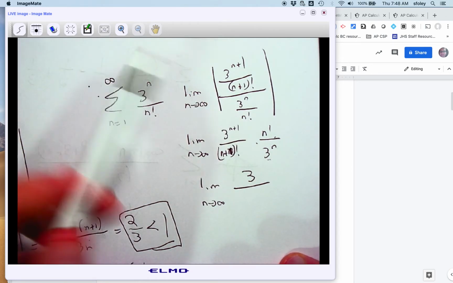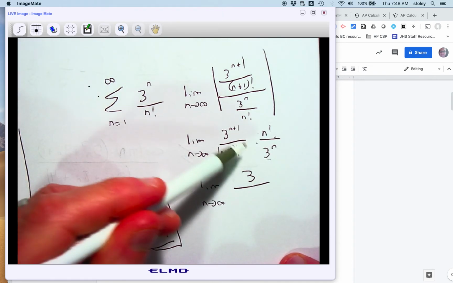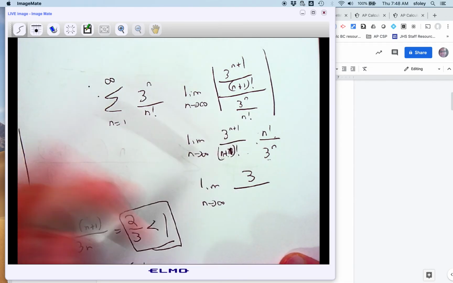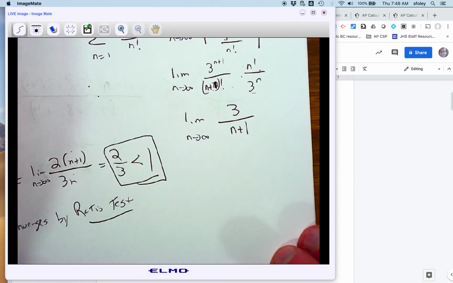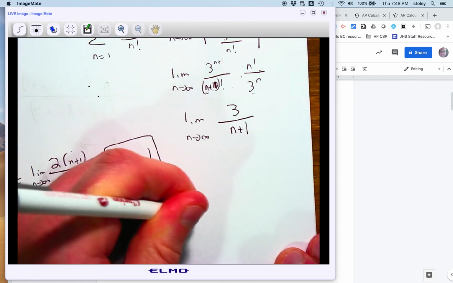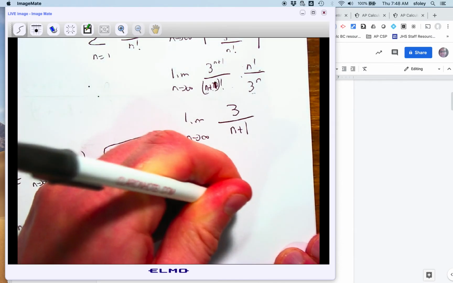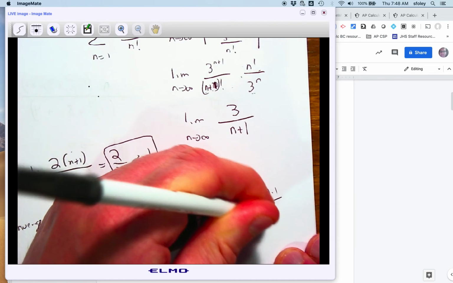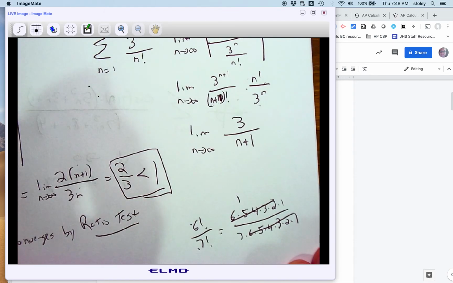Remember how factorial works. This is all the numbers from 1 up to n being multiplied. This is all the numbers from 1 up to n plus 1. And so, of course, they're all exactly the same except for that n plus 1. And so there's going to be an n plus 1 there. If you don't remember doing stuff like that, here's a little scratch work. So like if I had 6 factorial over 7 factorial, n over n plus 1, 6 times 5 times 4 times 3 times 2 times 1, 7 times 6 times 5 times 4 times 3 times 2 times 1. Everything cancels out, leaving me with a 1 on top and a 7 on the bottom. So same thing here, that n plus 1 is left on the bottom.